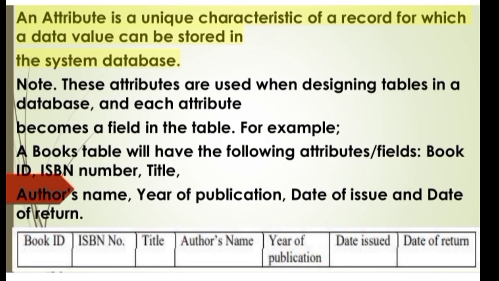An attribute is a unique characteristic of a record for which a data value can be stored in the system database. Note: these attributes are used when designing tables in a database, and each attribute becomes a field in the table. For example, a books table will have the following attributes: fields, book ID, ISBN number, title, author's name, year of publication, date of issue and date of return.